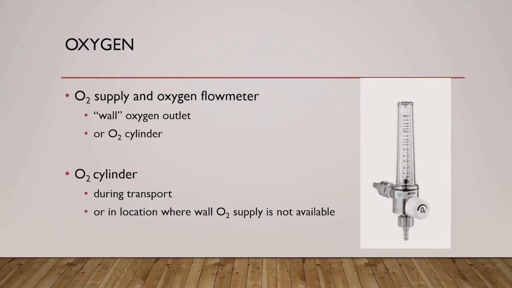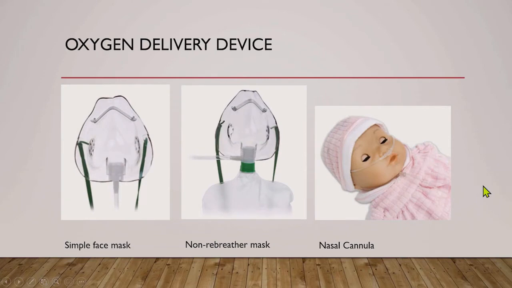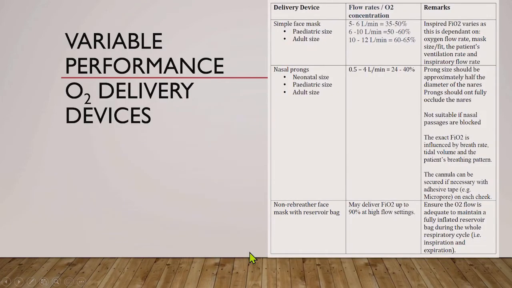So second is oxygen. The oxygen supply can come from the wall oxygen outlet or from a transport cylinder. This is the flow meter. And it can be delivered through different devices, from a nasal cannula to a simple face mask to a high oxygen concentration, non-rebreather mask.